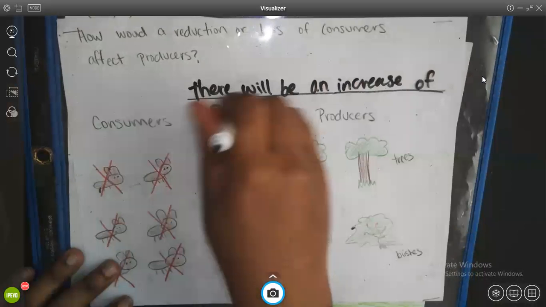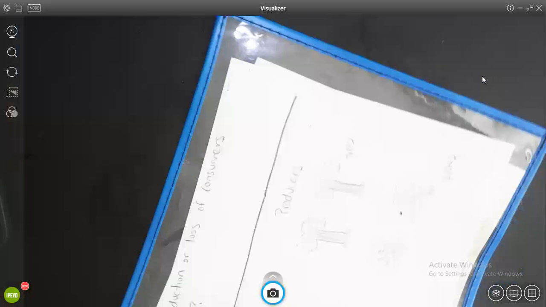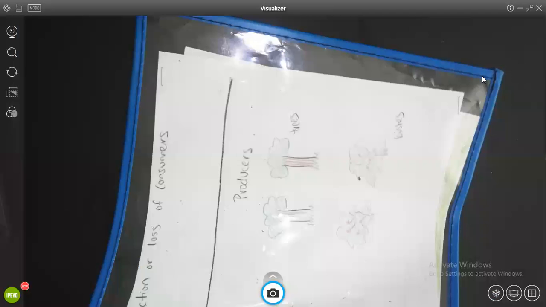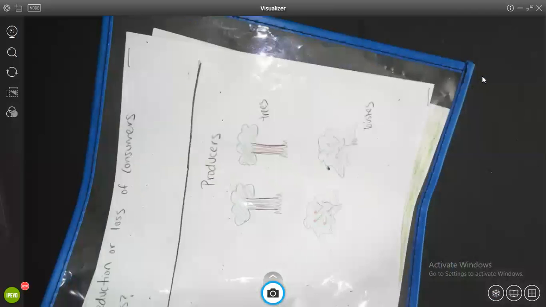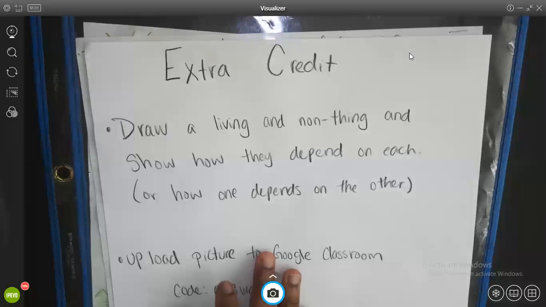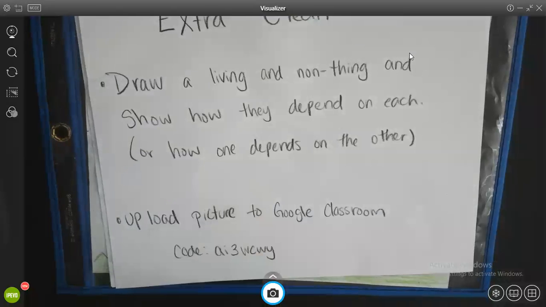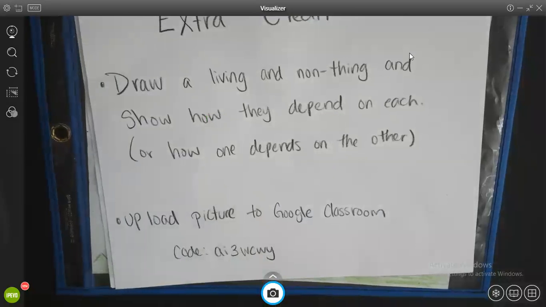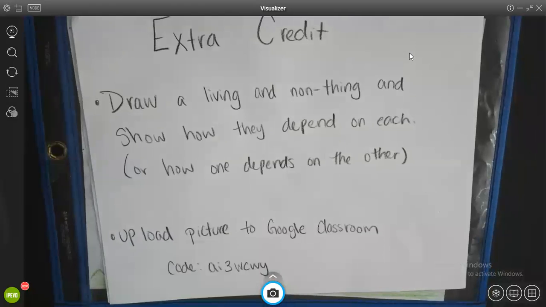All right, so now this is what your extra credit will be about. I showed you a lot of scenarios and drawings of living and non-living things depending on each other or one depending on the other. So for extra credit, I want you to draw a living and non-living thing and show how they depend on each other or how one depends on the other. Please upload this to the Google Classroom, and here's the code as well.